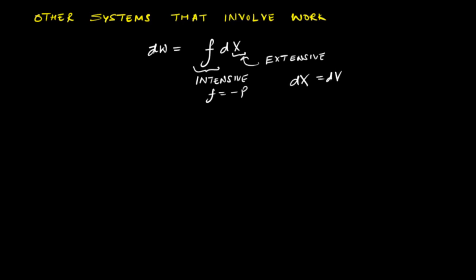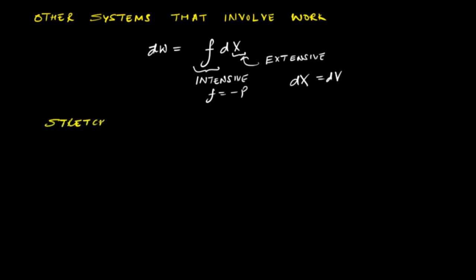Similarly, we are now going to look at other systems, and in every case, for a quasi-equilibrium process, your work done or the differential work would be of this particular form. So let us look at these cases. The first case is that of a stretched wire.